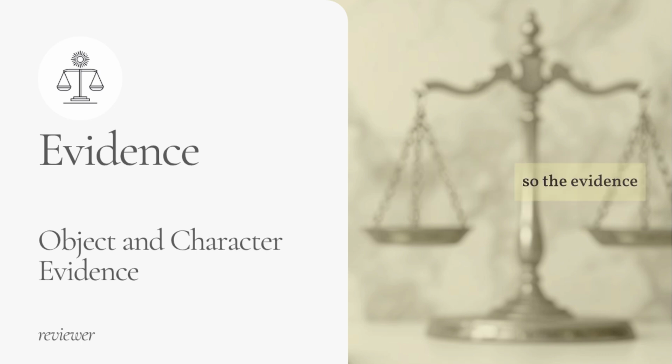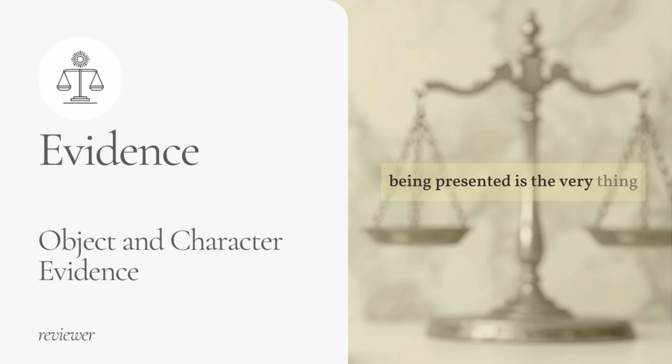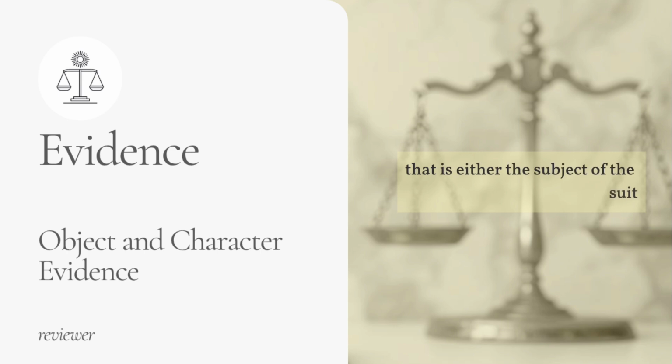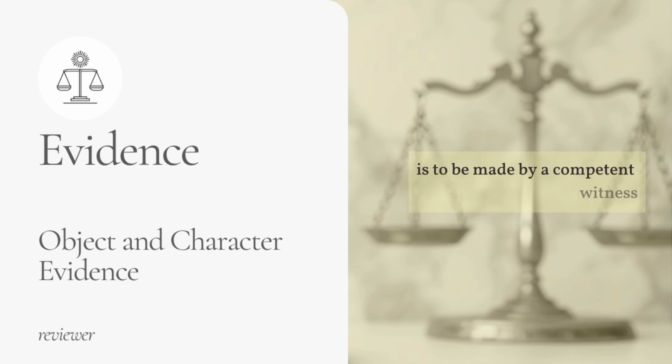So, the object evidence is authenticated because you need to show that the object being presented is the very thing that is either the subject of the suit or the one involved to prove an issue in the case. The authentication is to be made by a competent witness, and this witness has to have the capacity to identify the object as a thing involved in the litigation.